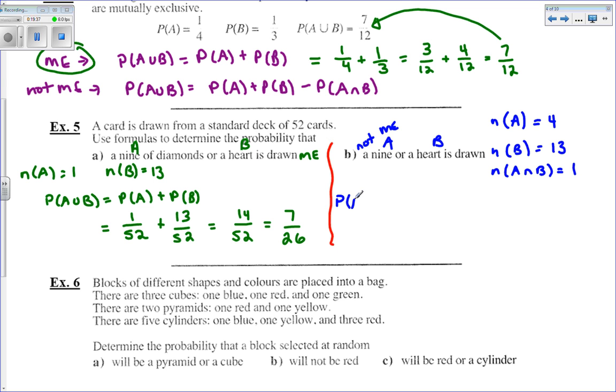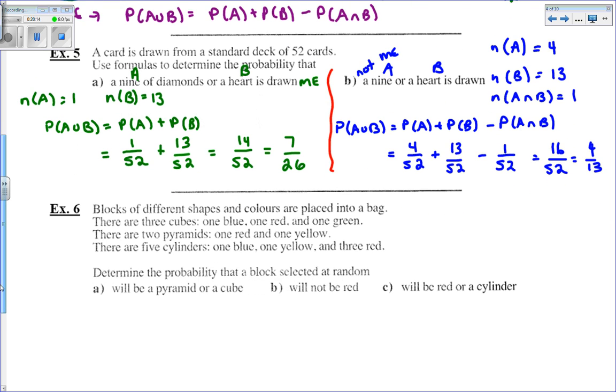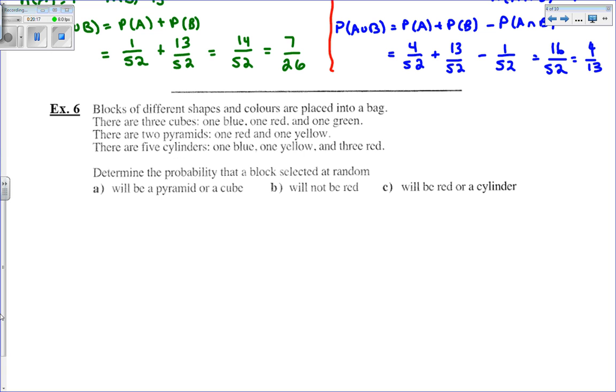So the probability of A or B is equal to the probability of A plus the probability of B, minus the probability of A and B. So 4 cards out of 52 for a 9, plus 13 cards out of 52 for hearts, minus 1 card out of 52 for the 9 of hearts, which gives you 4 plus 13 is 17, minus 1, 16 out of 52, which will simplify to 4 out of 13. So that's how you use the formulas to determine the probability. And we'll look at another situation that's quite similar.